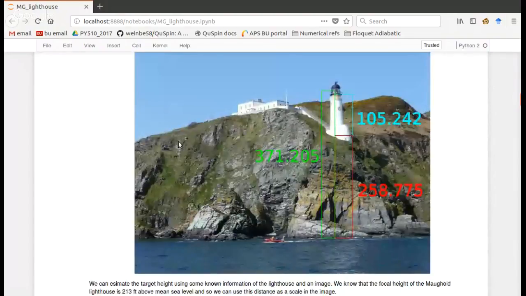Do you want to just go through the Mull of Galloway lighthouse? Yeah, why not? I think people would like that. So I took this image, and the distance that we know is the distance from mean sea level to the focal height of the lighthouse, where the light actually is.